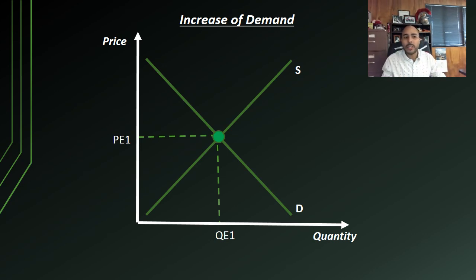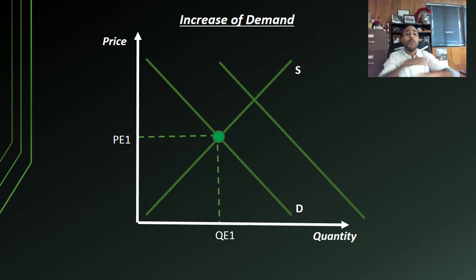When demand increases, the demand curve will shift to the right. Please remember that a rightward shift is always considered an increase. And also remember that our supply and demand curves can never, ever, ever move up or down. They don't move up or down. They only move to the left or to the right. That's it. Okay? So a rightward shift is an increase.